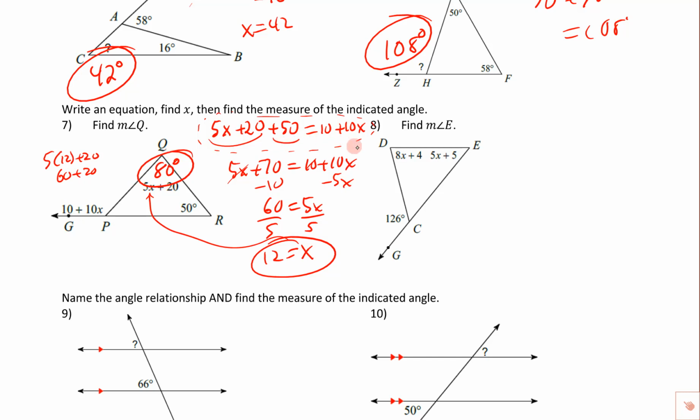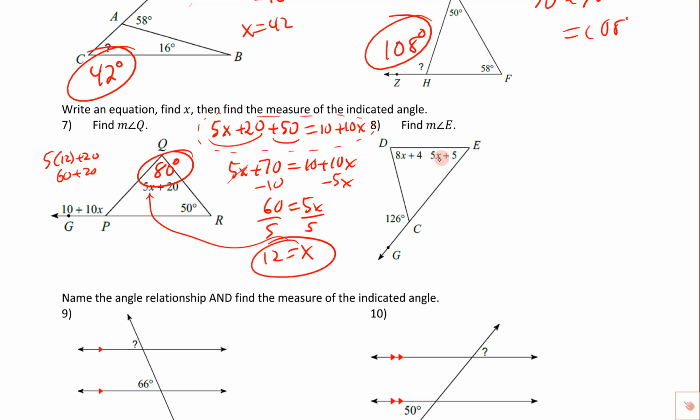So we've got the equation that we set up using that relationship between the exterior angle and the two remote interior angles. We solved it. We got x equals 12, and then we plugged it in, and we know that angle Q happens to be 80 degrees. Let's do the same thing on this next one.